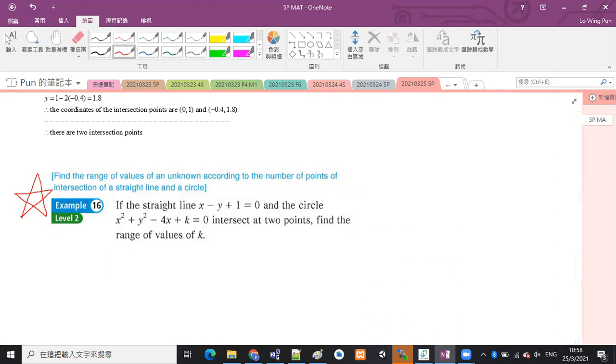So if the straight line x minus y plus 1 equals 0 and the circle intersect at 2 points, find the range of values of k. Did you notice that in the equation of the circle, there is an unknown k? K is an unknown. Okay? If there is an unknown in some equation in the question, and we need to find the unknown later, then we need one piece of information supplied by the question. Can you tell me what is the information told by the question?